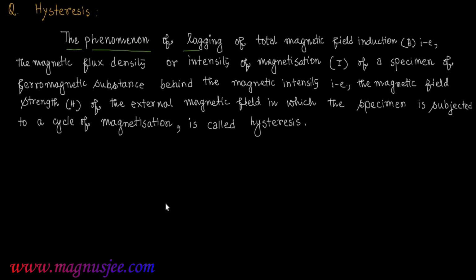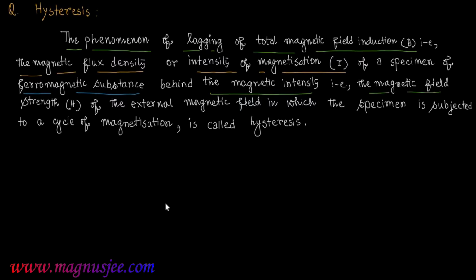The phenomenon of lagging of total magnetic field induction, B, that is the magnetic flux density or intensity of magnetization, I, of a specimen of ferromagnetic substance behind the magnetic intensity, that is magnetic field strength H of an external magnetic field in which the specimen is subjected to a cycle of magnetization, is called hysteresis.